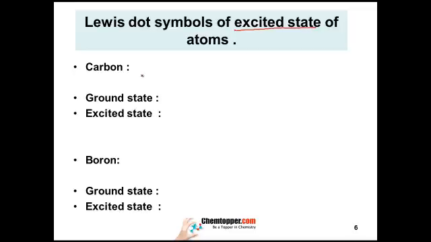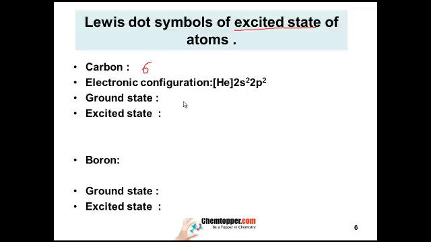For example, carbon, its atomic number is 6. It has 6 electrons in its electronic configuration. The electronic configuration has 2 electrons in the 2s orbital and 2 electrons in the 2p orbital in the outermost shell. So the total valence electrons in the outermost shell of carbon are 4.